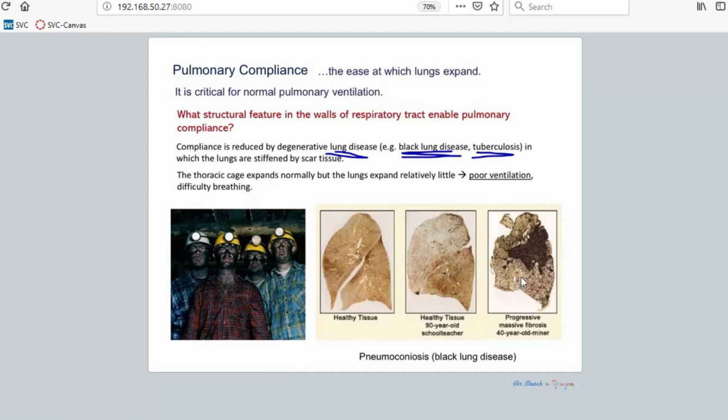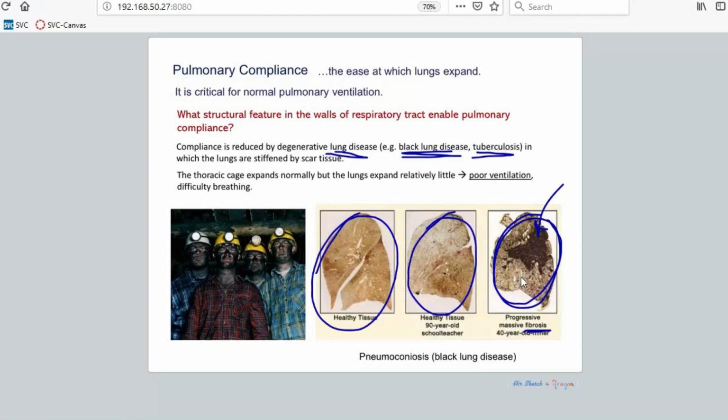And so what happens, by the way, this is a healthy tissue from a lung. This is healthy tissue from a 90-year-old school teacher. And this is from a 40-year-old miner that's been in the mines and inhaled all of these particles. And what that does is it stiffens up the lungs. It causes scar tissue to form. So this is fibrosis.